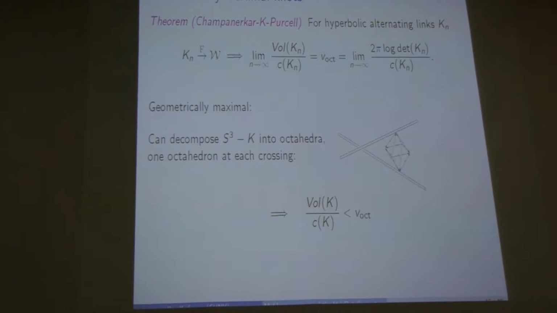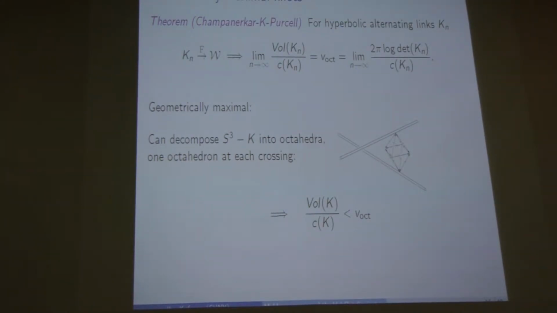And the reason for that is that you can always decompose a knot or link in S3 into octahedra, with one octahedron at each crossing. And you know that the volume of a hyperbolic octahedron is bounded by the hyperbolic volume of the regular ideal octahedron, right? And so you get that the volume density is bounded by V oct. And then Colin Adams showed that this is actually a strict inequality. But this is why we call these geometrically maximal, that the limit of the volume densities is V oct.